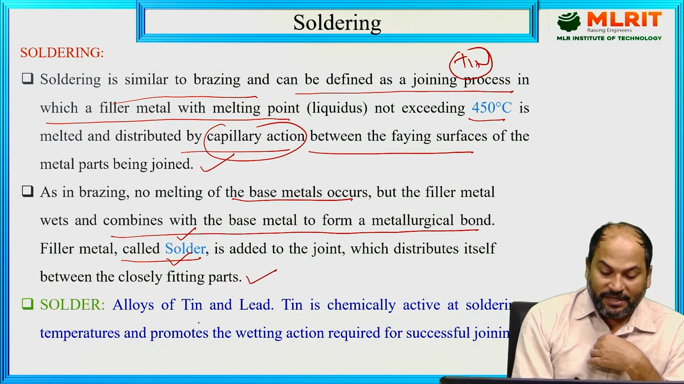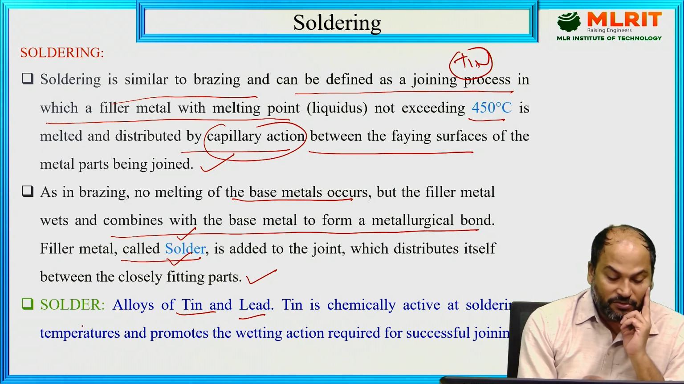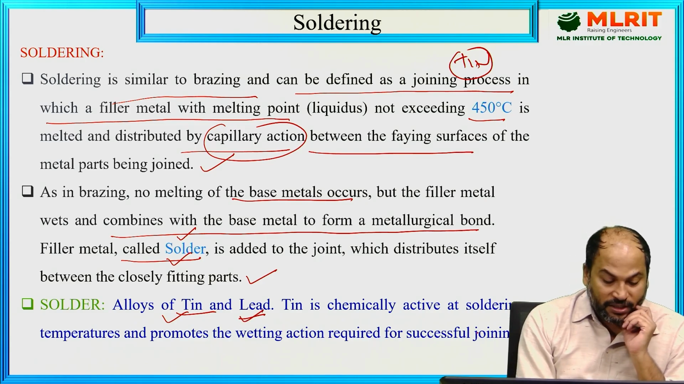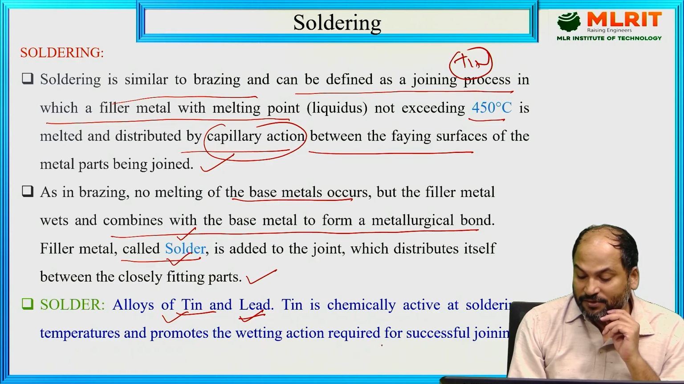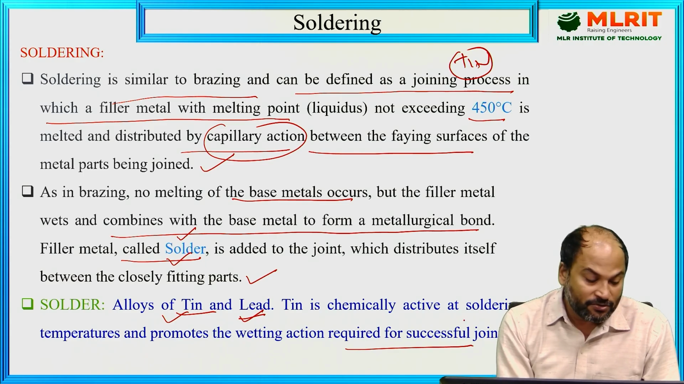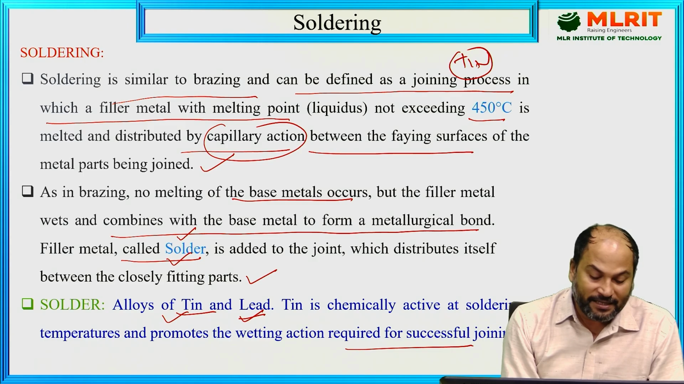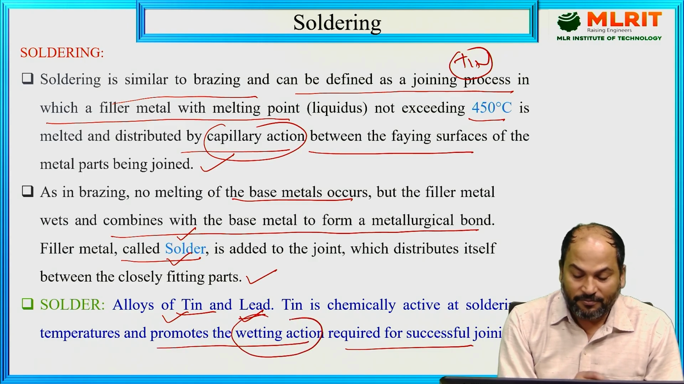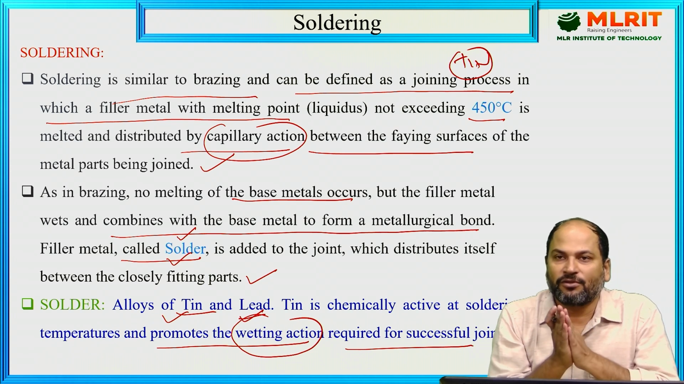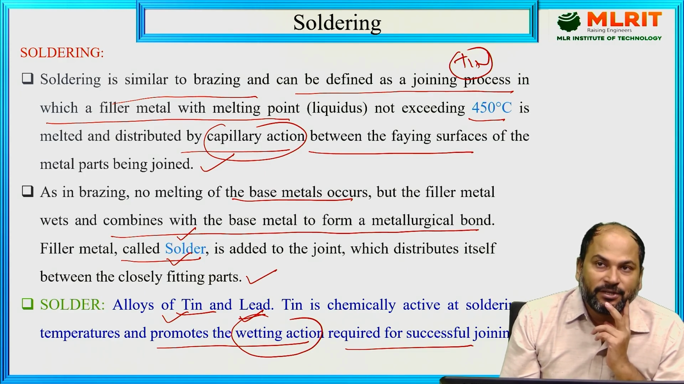Now it may be tin or it may be lead, depending upon what material we are going to join. So this solder may be tin or lead or its alloy. Tin is chemically active at soldering temperatures and promotes the wetting action required for successful joining. As I said, tin is generally preferable. What is the reason? It activates at the soldering temperature and promotes the wetting action. Means the faying surfaces are there, so it will wet the whole part wherever we are going to do the welding. That's why tin is more preferable during the soldering process.